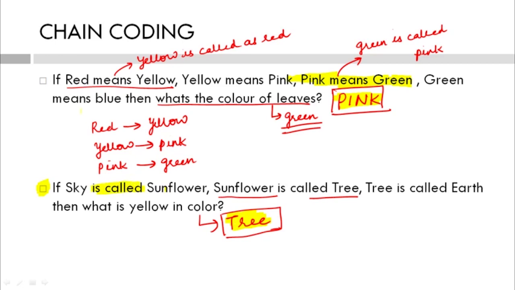But don't get confused when the word means comes. I am sure all of you know how to interpret such statements. When we say red means yellow, we are actually trying to say that yellow is called as red in the particular language. Once you understand this, solving the questions from chain coding becomes very, very easy. These are the few question types that you can expect from this topic of coding decoding. I hope all the question types that we solved were clear to all of you. What we discussed are the basic and the commonly asked question types from this particular topic, coding decoding.